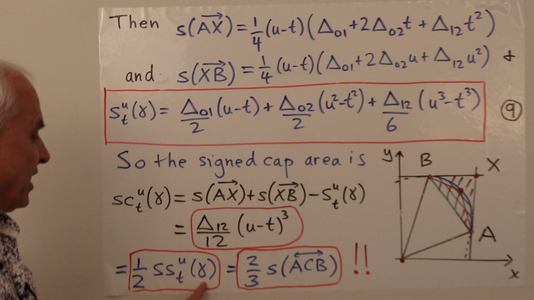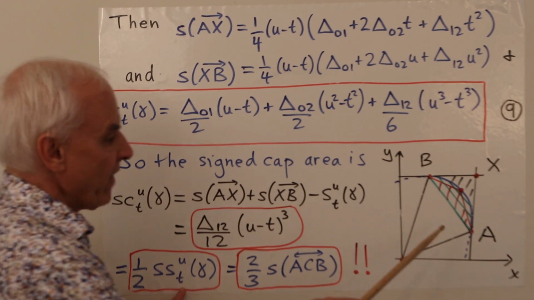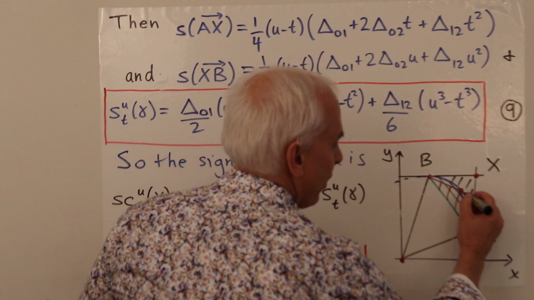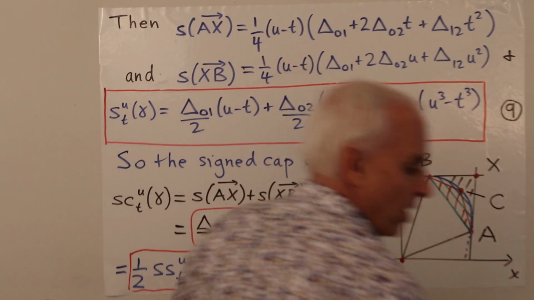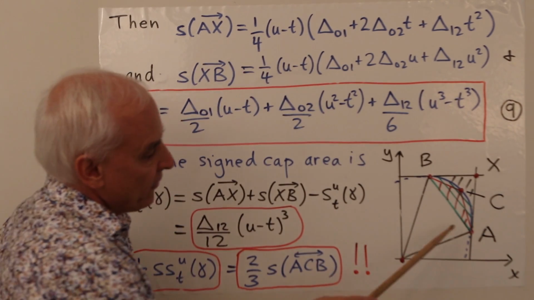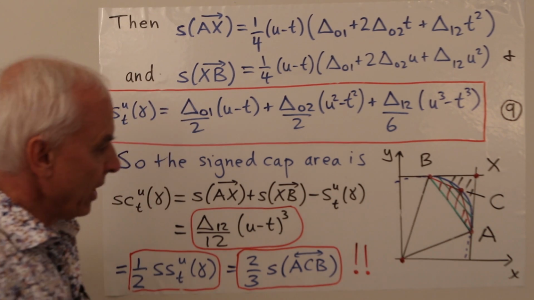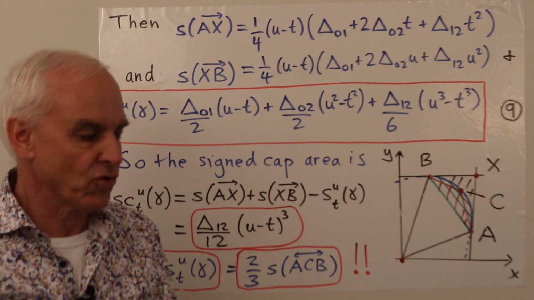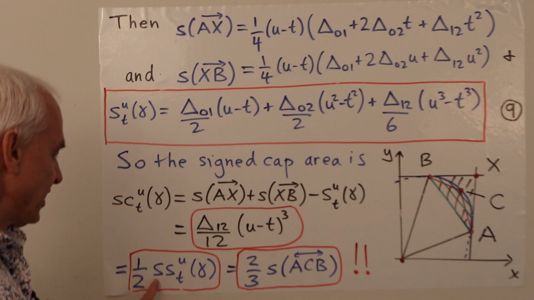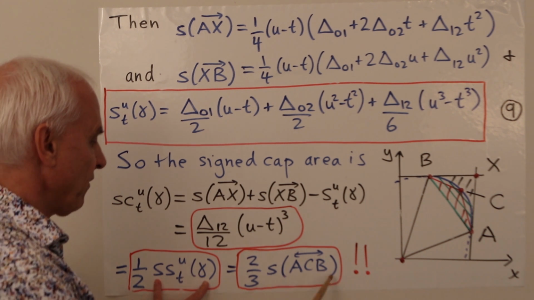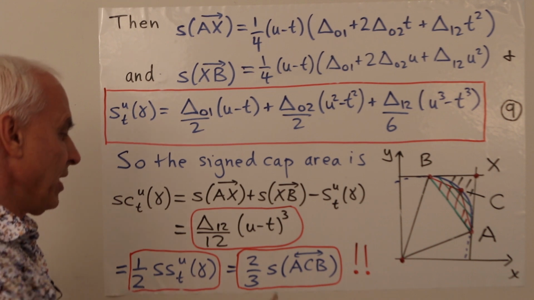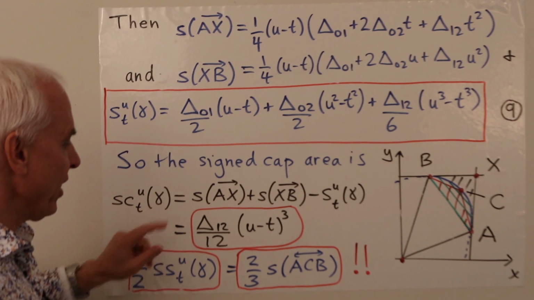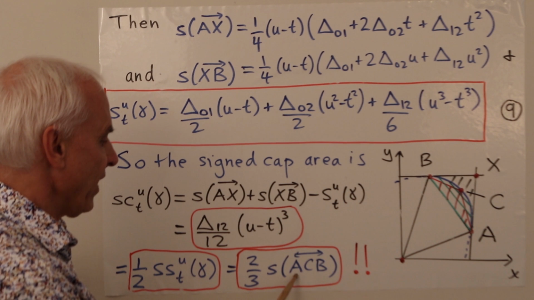Archimedes tells us that this thing is 4/3 the signed area of ACB. Here's the point C. Maybe I should put that in there. That's the same point that we were using when we were talking about Archimedes' original theorem. So we have this inscribed triangle ACB, and we know that the signed slice area is 4/3 the area of that inscribed triangle. So this quantity here is 4/3 of this, and so 1/2 of this will be 2/3 of this. So that's telling us that the signed cap area is 2/3 of the signed area of ACB.